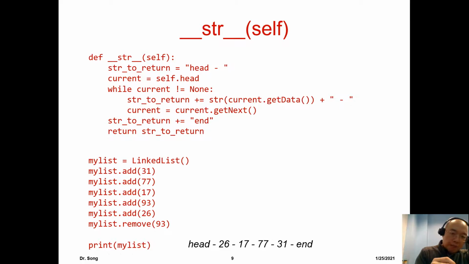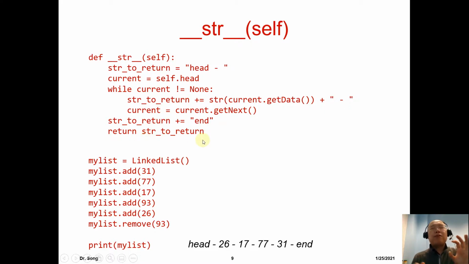I start from the very beginning, and this is the same iteration we have done to count how many nodes we have. As we are visiting the nodes one by one, I want to add the current data to the string to return, plus also a hyphen. We are going to keep on doing that, and after we have finished visiting all the nodes, I want to do string to return plus equals the end. This is how we visit all the nodes one by one, and meanwhile we assemble a string on the fly, and eventually we return this string to return.